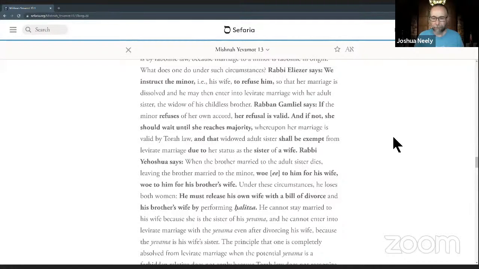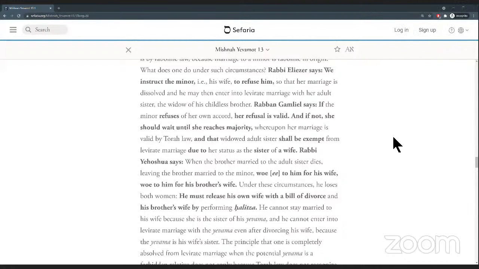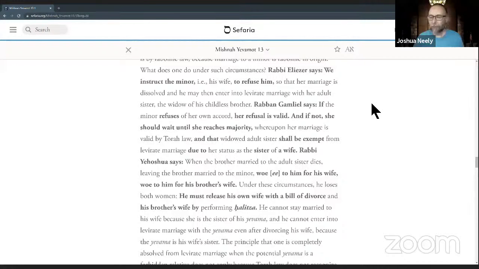living brother. Rabbi. Yes. Just out of curiosity, wasn't Yevamot generally between brothers, and now they flipped it between sisters? Where did that come from? No. It's still between brothers, but the problem is the brothers are married to sisters.